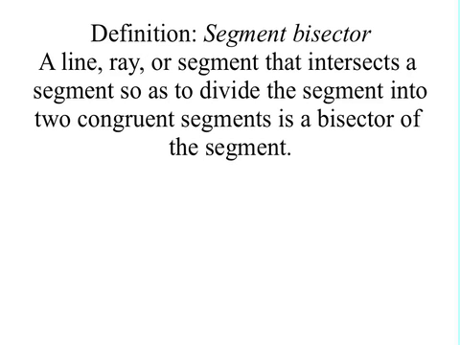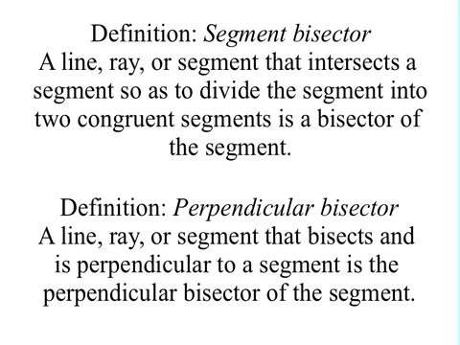And now we'll look at a couple of definitions. A segment bisector is a line, ray, or segment that intersects a segment so as to divide the segment into two congruent segments. More specific than just a segment bisector is a perpendicular bisector, and that's a line, ray, or segment that bisects and is perpendicular to a segment.